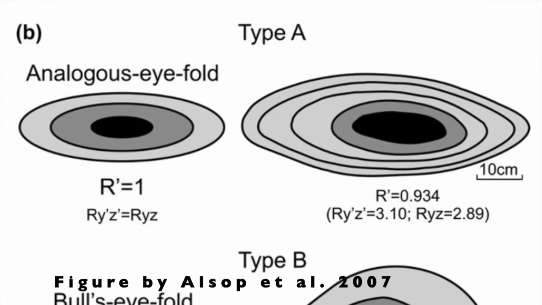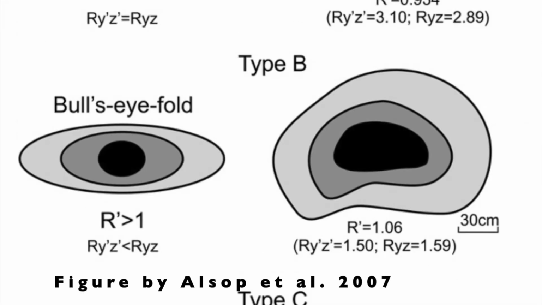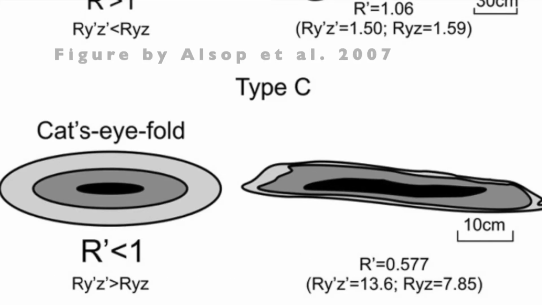Here we have the analogous eye fold, where the ratio of the outer ellipse is equal to the ratio of the inner ellipse. Next, we have the bull's eye fold, where the ratio of the inner ellipse is less than the ratio of the outer ellipse. Here you can see the inner ellipse is much more circular than the outer ellipse. Then we have the cat's eye fold, where the ratio of the inner ellipse is greater than the ratio of the outer ellipse. As you can see here, the inner ellipse is much more of an ellipsoid than the outer ellipse.